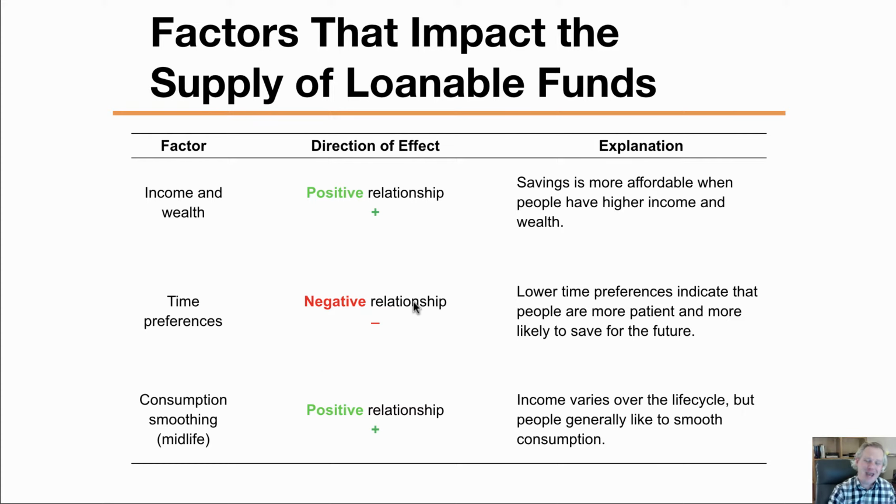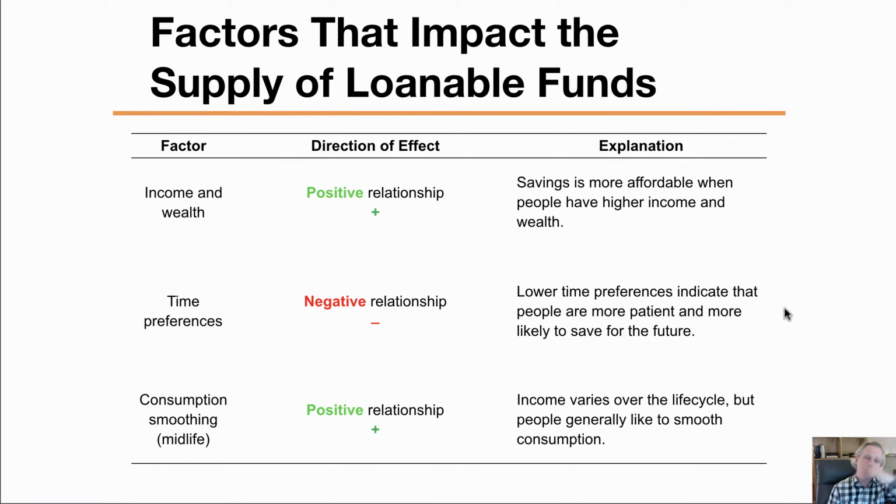With time preferences, there's a negative relationship. The lower time preferences indicates that people are more patient and therefore want to save more. So as your time preference goes down, your preference for consumption today, that's the way to think of time preference. It's a measure of how much do you want to consume things today. Well, when that goes down, your savings goes up. If the time preferences for a lot of people in the loanable funds market goes down, then the supply will shift out. If the time preferences for a lot of people in the loanable funds market go up, people become more impatient. They want to consume more today. That's going to shift the loanable fund supply curve to the left, shift it in.